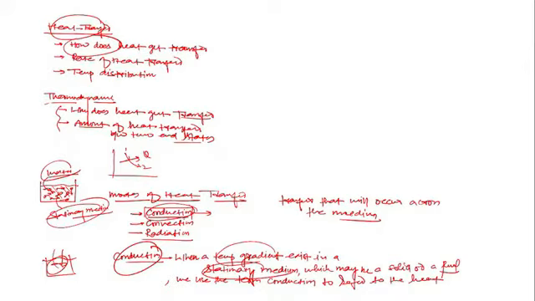Means there should be only molecular motion. There should be no bulk motion in the molecules. Clear, beta? This is the basic simple definition of conduction.